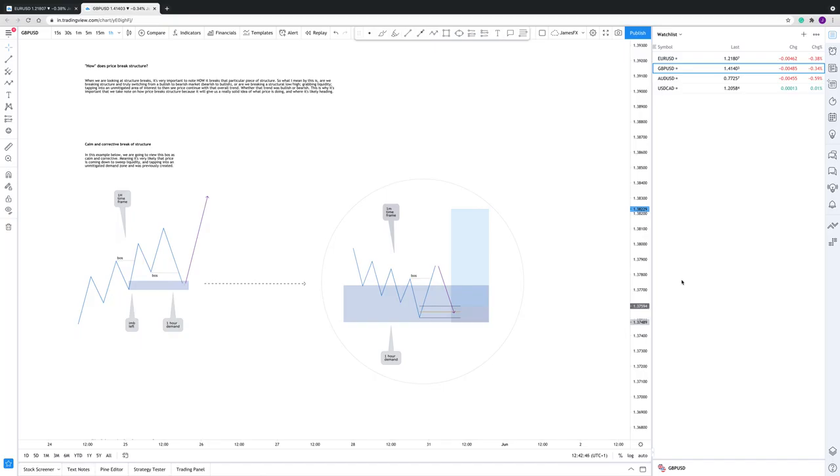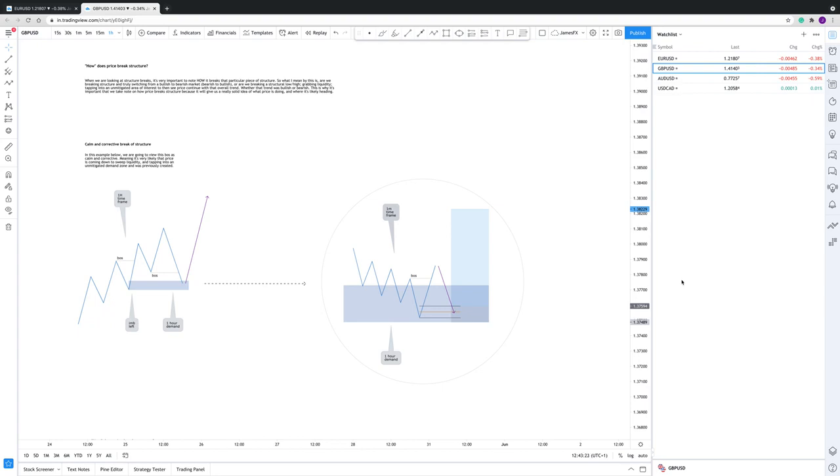Okay, so moving on, I want to get into looking at how price breaks structure. When we are looking at structure breaks, it's very important to note how it breaks that particular piece of structure. What I mean by this is, are we breaking structure and truly switching from a bullish to bearish market, or vice versa, bearish to bullish? Or are we breaking a structural low or high, grabbing liquidity, tapping into an unmitigated area of interest to then see price continue with the overall trend, whether that be bullish or bearish?